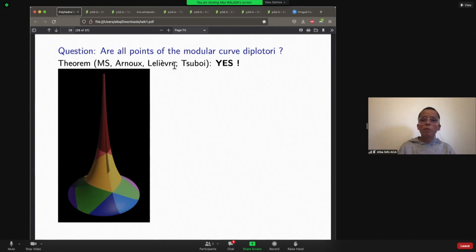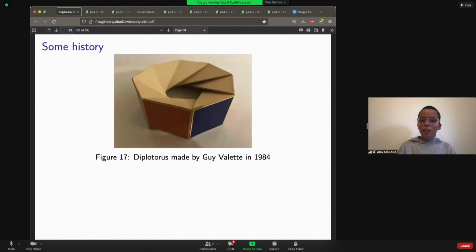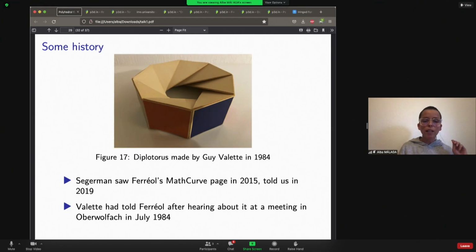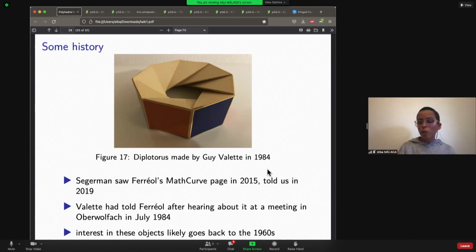The proof has been made independently by ourselves and by Tsuboi. And with my last 20 seconds, I would like to know if anybody in the room knows who actually invented this concept, because we studied it but didn't invent it. We learned it from Henry Segerman, who learned it from Hérault, who learned it from Rollet, who learned it from somebody he doesn't remember. The interest in these objects likely goes back to the 1960s, but we don't know who the original author is.